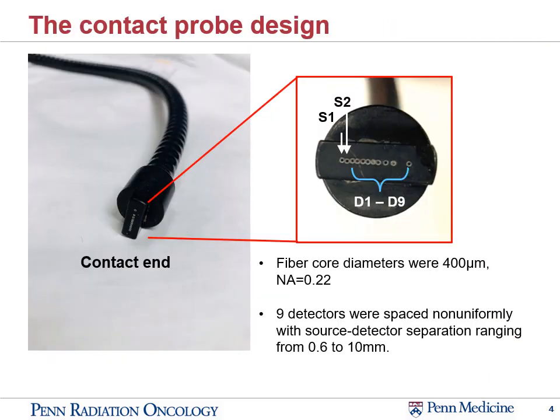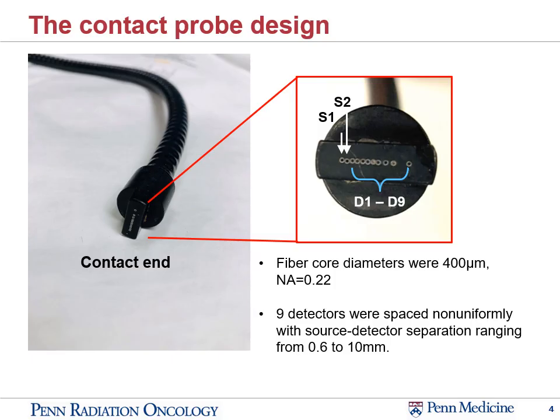This is the zoom-in view of the tip of the contact probe. Two source and 9 detector fibers are arranged in a single line. Each fiber has a core diameter of 400 micrometers and a numerical aperture of 0.22, which is equivalent to a half cone angle of 12.7 degrees.